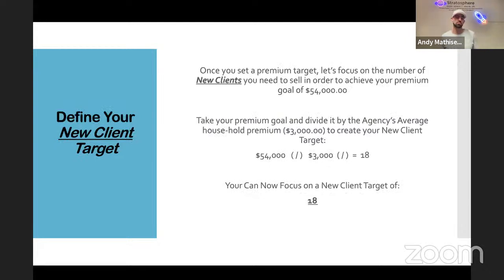Now that I know how much premium I need to write this month, 54,000, I need to take my premium goal and divide it by the agency's average household premium. So let's say, in a given month, I know that my average household premium is 3,000. All right. That's a decent example of a home and auto package. And this is specific to personal lines as far as its example goes, but you can do it for commercial too. So 3,000 per household is kind of the average for me and my agency.